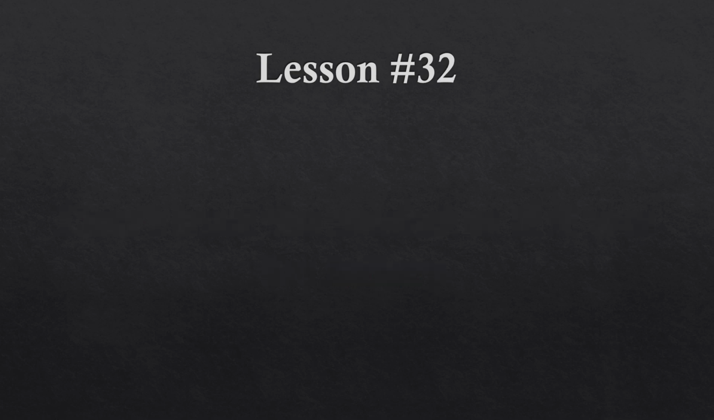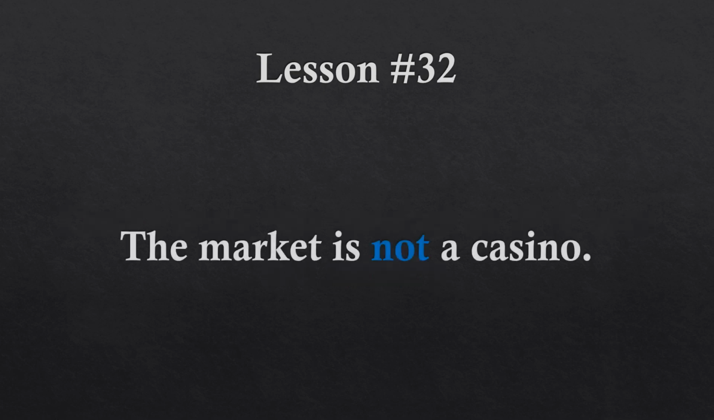Lesson number 32. The market is not a casino. The financial market is not a place to gamble or a place to try recuperating losses by going all in. This is gambling and addictive behavior that always ends in the same place, which is absolute financial ruin.